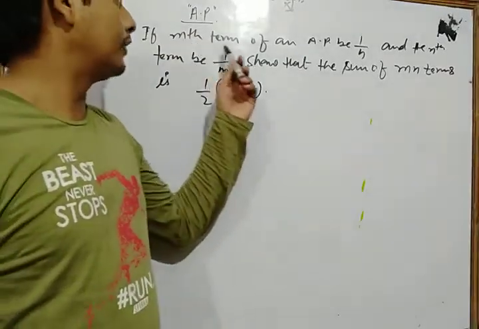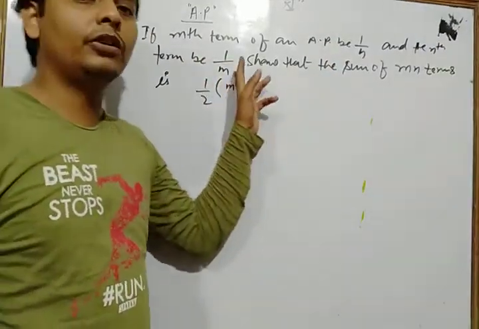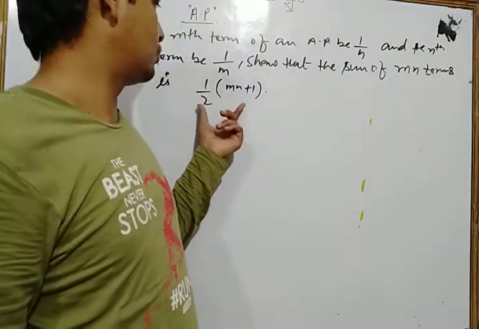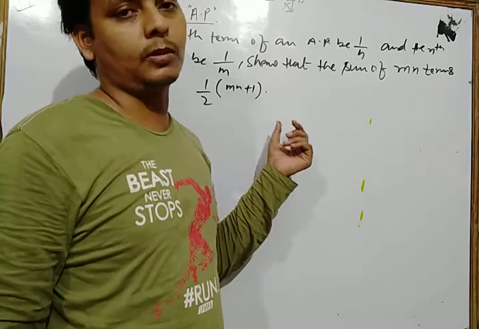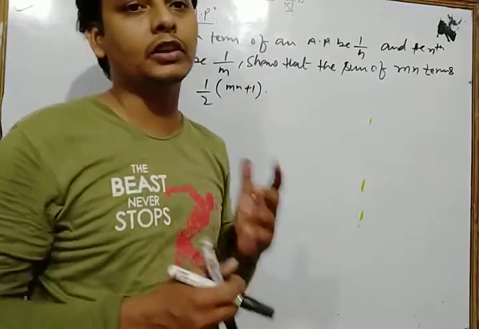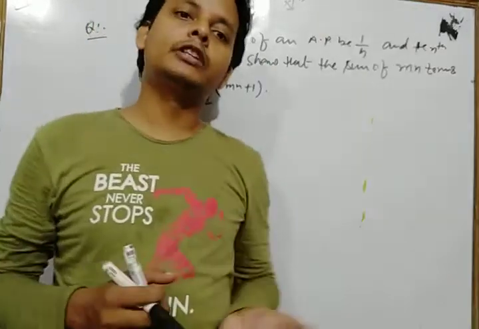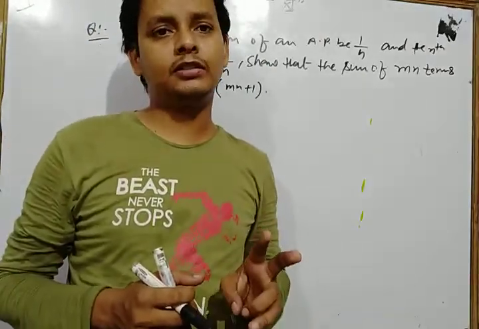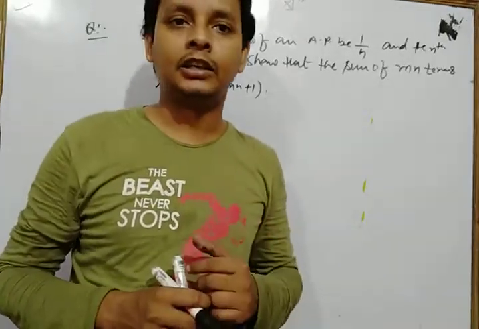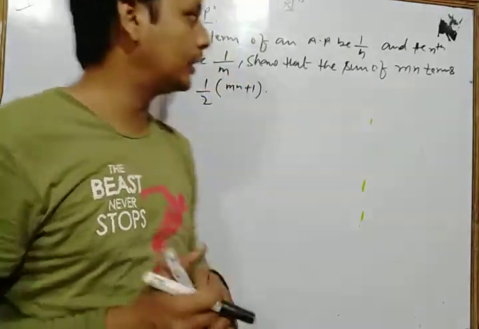Let's see here. If the mth term of an AP is given by 1 by n and the nth term is 1 upon m, we have to show that the sum of its mn terms is 1 upon 2 in bracket mn plus 1. Now first of all, dear students, in the previous class we already discussed this type of question. First we take a as the first term and d as the common difference of the given AP. Then we make two equations. Now we solve both equations to find the values of a and d. After that we get the sum of mn terms of the AP. Now first of all let's see its solution.